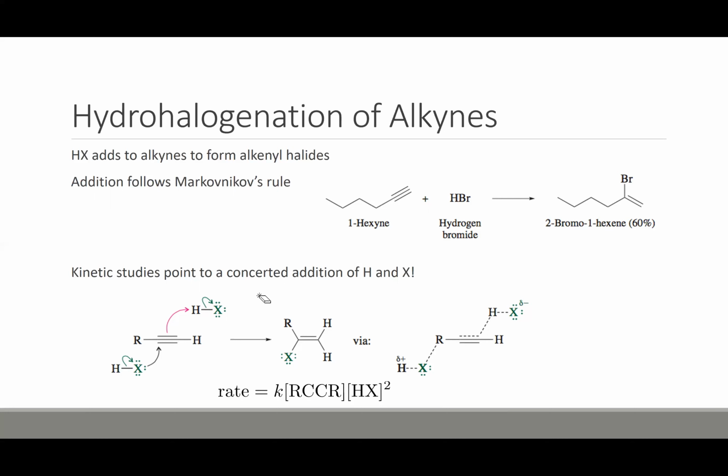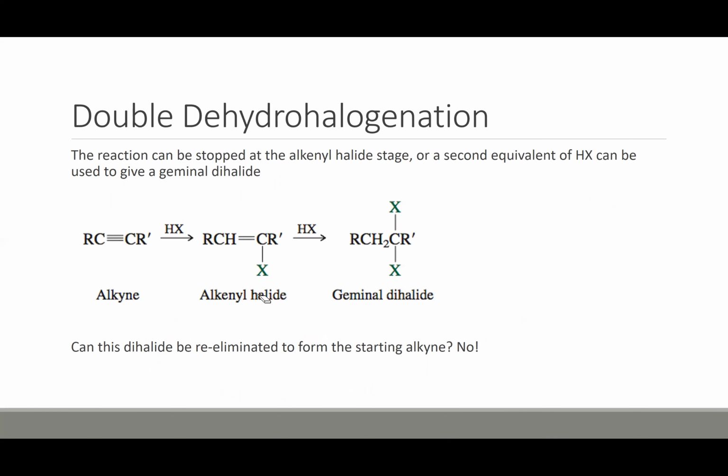These are a concerted reaction, and so their rate constant is as shown. You actually use 2 HX molecules per reaction to add on the X, the halide, and the proton to either side of that triple bond, opening it up. You can stop the reaction at the double bond, so you can stop it by just adding 1 HX, and you'll make this double bond. Or you can add a second HX to your now double bond.